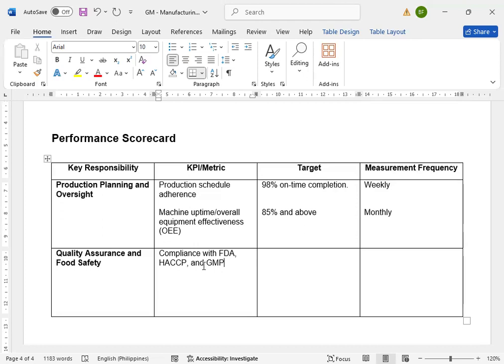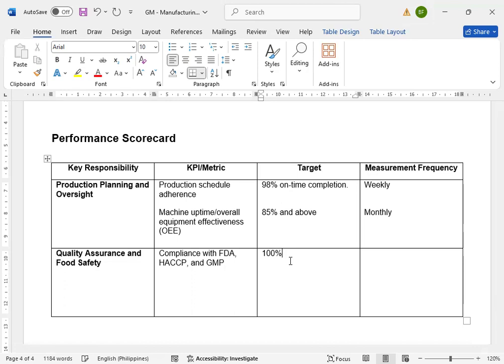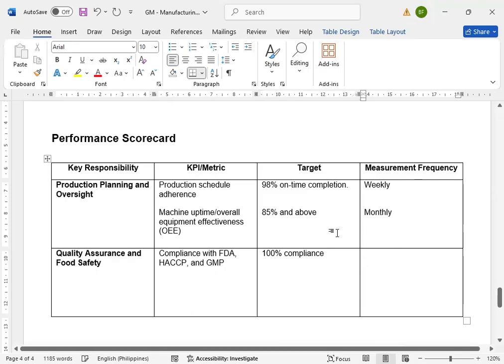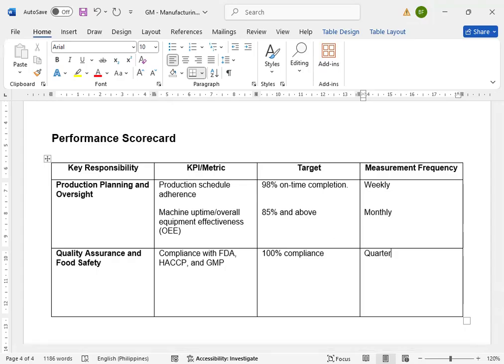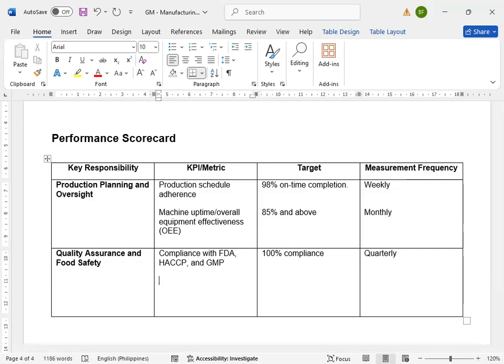So the GM ensures that he is providing training, especially to the labor force, the lower grade or manual grades, in terms of personal hygiene, so that the GMP is successful. There's no exception for this. This should be 100% compliance. Okay? 100% compliance. It is going to be done every quarter, or quarterly.